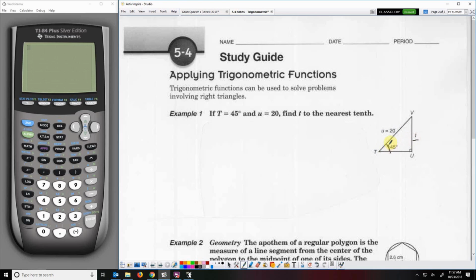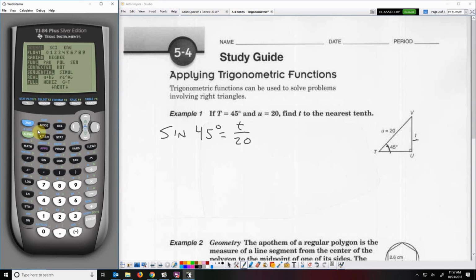Okay, so we're doing sine of the angle, which is 45 degrees, so sine 45 degrees equals the opposite, which is T, over the hypotenuse, which is 20. So we just need to solve that. Okay, so now when we solve just using basic sine, cosine, and tangent, we first need to check our mode. We're in radians right now, so I'm going to go down and put that into degrees. And now I'm going to be able to solve this.